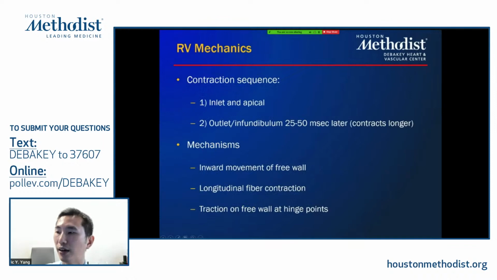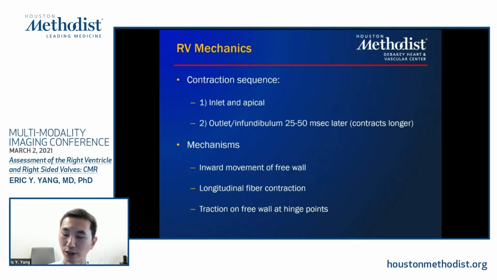Okay. And unlike the LV, which has a clear-cut contraction in the absence of bundle branch block, where everything comes together in a uniform fashion with an electrical signal, RV mechanics is a bit more complicated. It actually has more of a peristaltic motion, where the inlet and apex contract first, followed by the outlet infundibulum about 25 to 50 milliseconds later. This becomes more exaggerated when there's a conduction delay. Again, this shows that the RV is less of a pressure-mediated phenomenon. It's more of a mass flow related phenomenon in terms of its function.